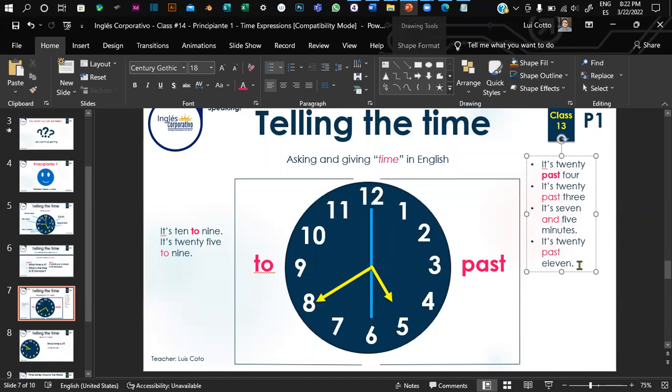It's 20. Okay, it's 20. Past? No. It's not past. It's not two. Past. No. It's not two past. It's two. It's 20 minutes to reach. Two five. Okay. That's correct. It's 25.